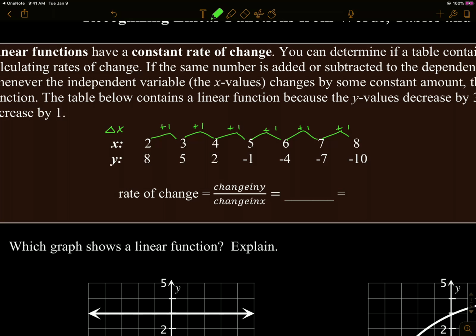In the future, that's not always going to be the case. They're going to try to trick you here with the x's, we're so used to them always going up by 1. They might go up by 1, up by 1, up by 1, up by 2. So they're going to try and trick you, so you got to check that.